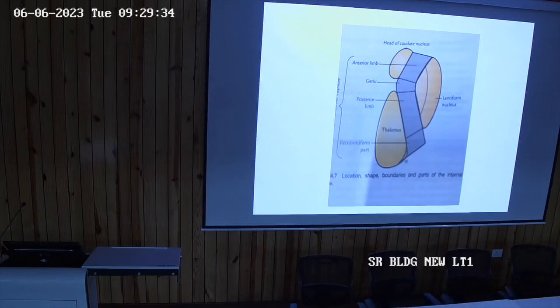The third type of the motor fibers are the extrapyramidal fibers. The extrapyramidal fibers include the corticorubral fibers, the corticonigral fibers, and corticostriatal fibers. All these are the extrapyramidal fibers. These all are part of the motor fibers of the internal capsule.